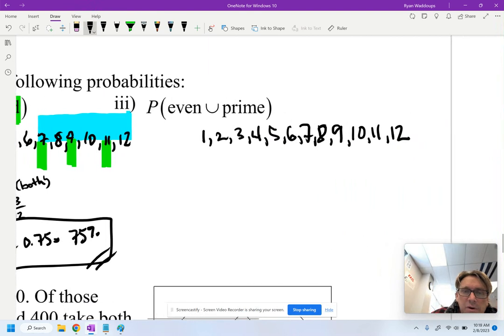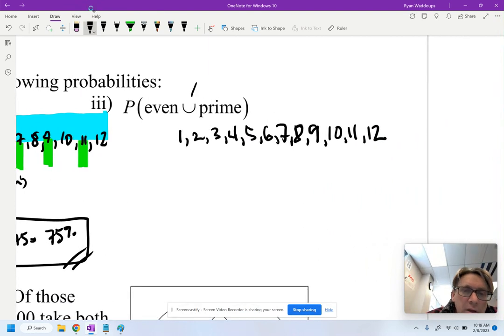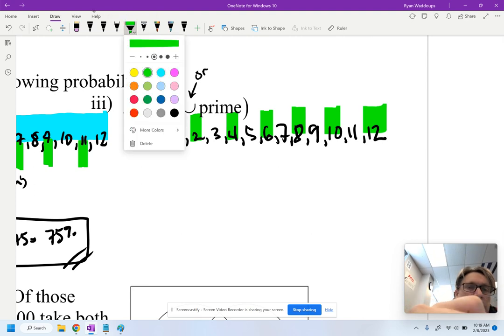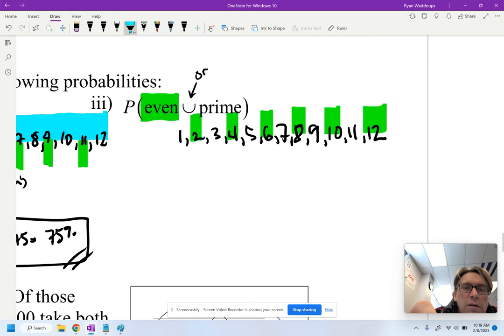All right, let's take a look at the next one. Probability of even union prime, or we can also say even or prime. Let's mark this again. Even this time we'll use green, and we'll say that's 2, 4, 6, 8, 10, 12. Prime. Now the prime numbers are 2, 3, 5, 7, and 11.